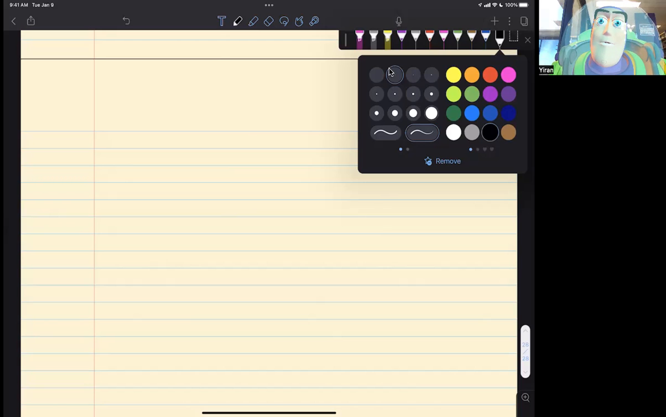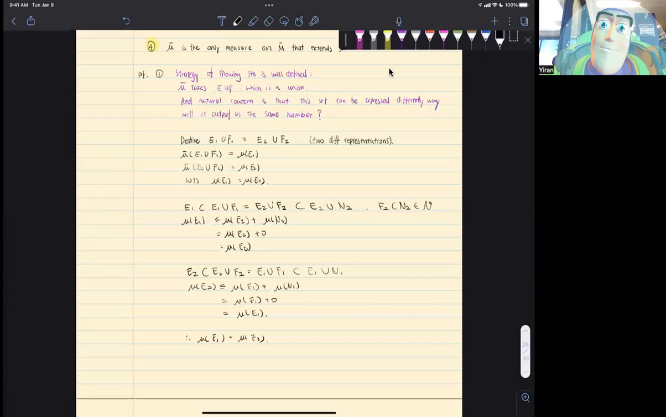Sorry, let me think about this. So let's go back to the proof. I think I made a mistake here. My mistake is that we want to show mu bar is well defined, right? In order to show that, we need to show that no matter what expression we have for the input of mu bar, we always get the same output. We want to answer this question. And my mistake is here, I actually used something incorrectly. So this is incorrect.